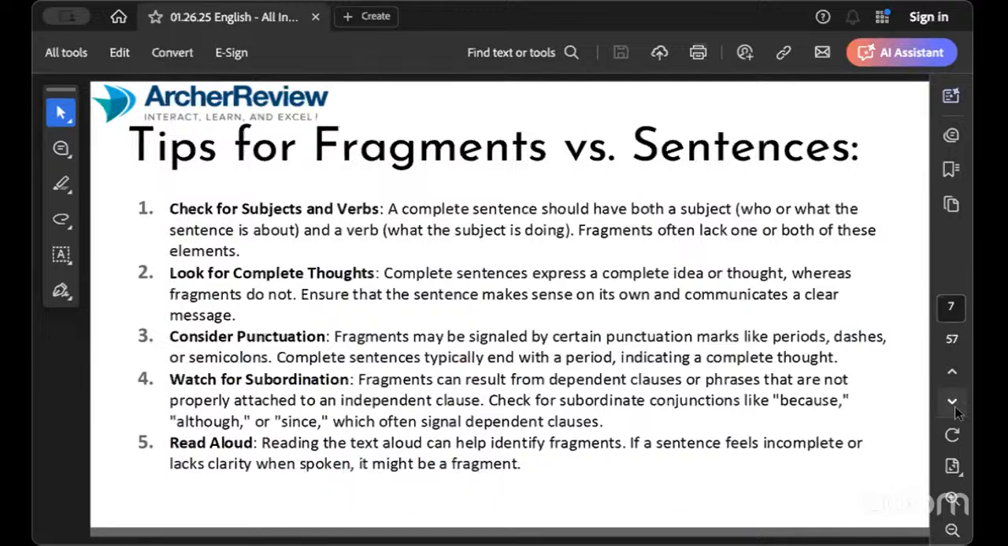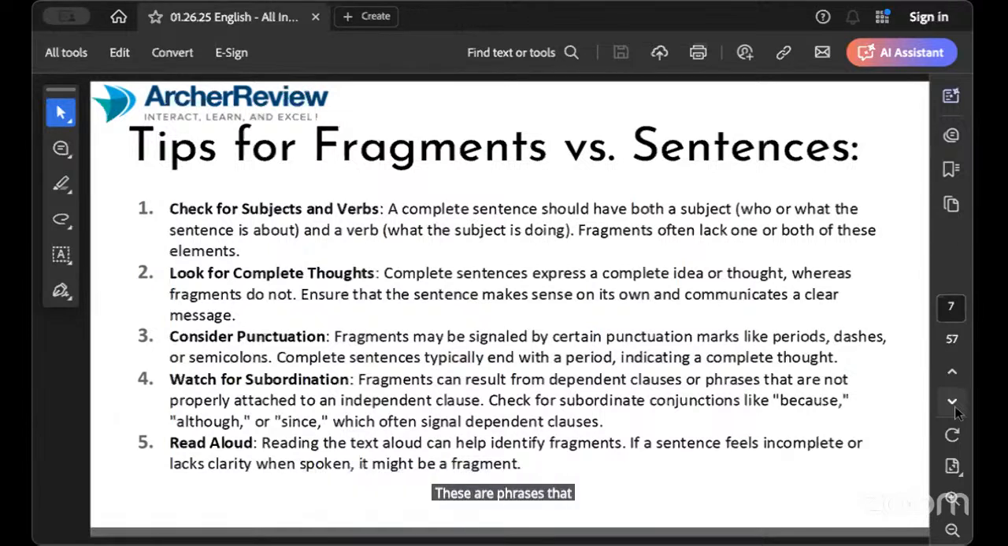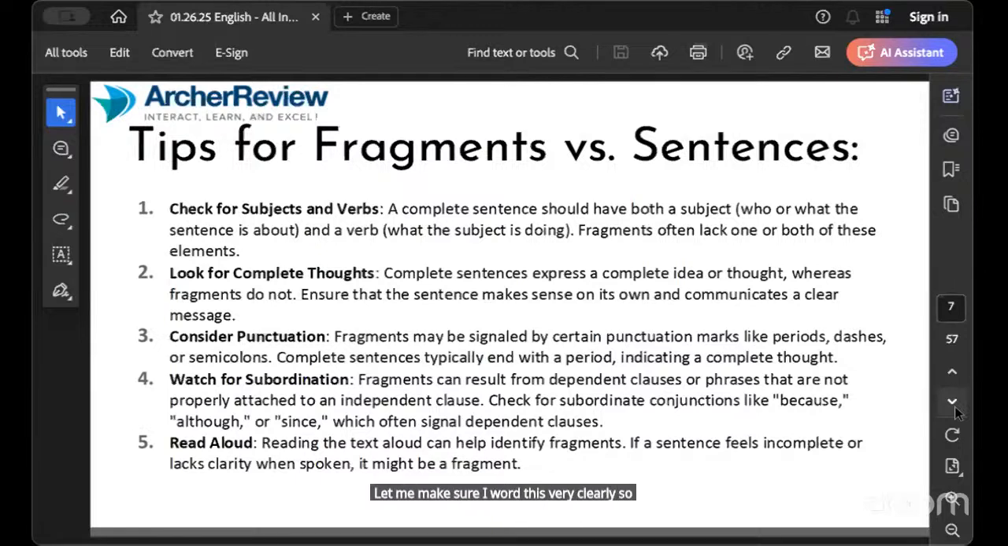Another big tip is to watch for what we call subordination. Fragments can oftentimes occur because you have what we call a dependent clause. These are phrases that are not properly attached to an independent clause. These are incomplete. They are fragments because, let me make sure I word this very clearly, when you look at these dependent clauses, they are fragments.